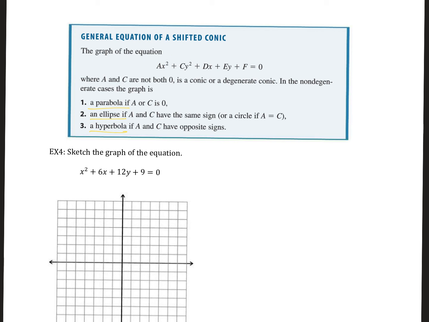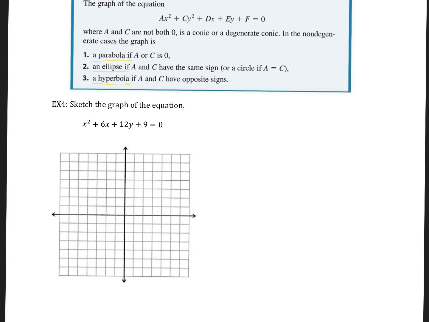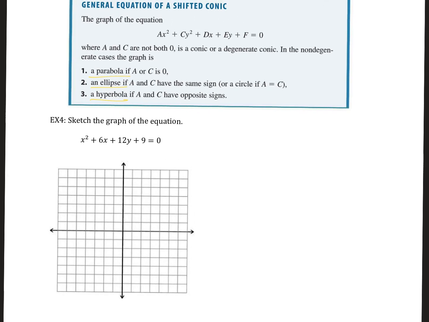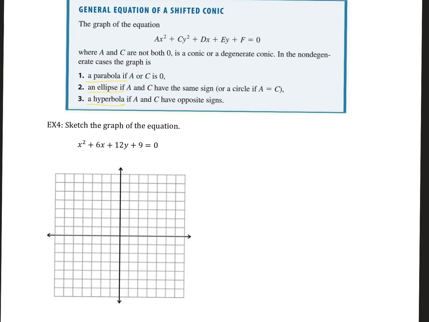So now we have example 4. Sketch the graph of the equation. And notice, we're not told what it is. And more than likely, that is the way it's going to be for the final. So sketch the graph of the equation.